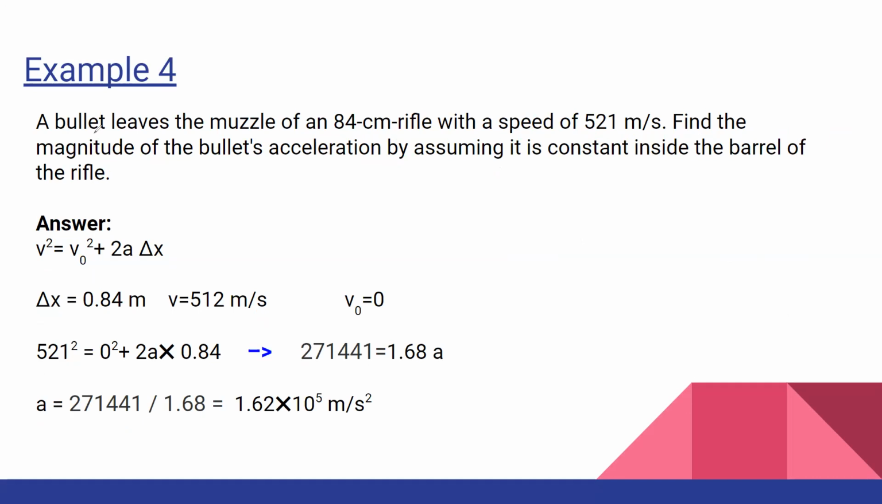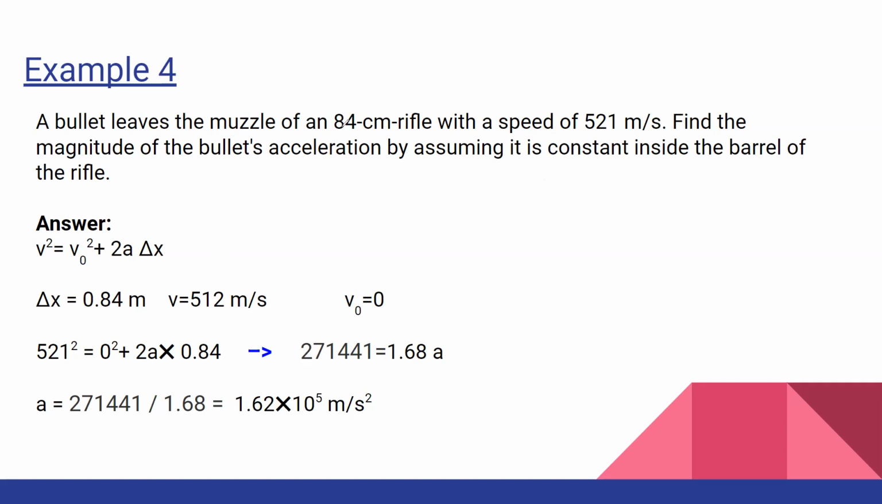Okay, our next one is a bullet leaves the muzzle of an 84 centimeter rifle with a speed of 521 meters per second. Find the magnitude of the bullet's acceleration by assuming it is constant inside the barrel of the rifle.